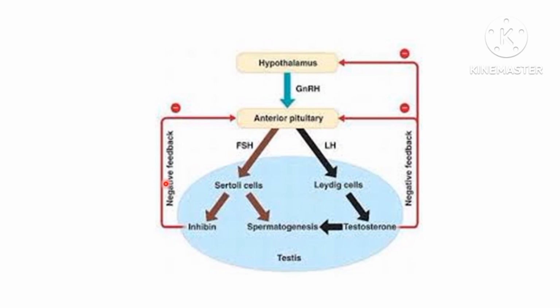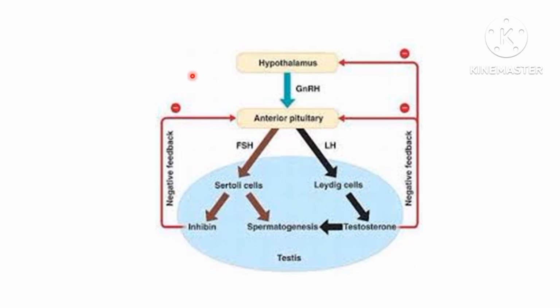If sperm production is too low, the hypothalamus releases more GnRH, stimulating FSH and LH secretion, which increases testosterone and sperm production. If sperm count is too high, inhibin is released to suppress FSH production, reducing sperm formation. Similarly, a high level of testosterone inhibits GnRH and LH secretion, maintaining hormonal balance and preventing the overproduction of sperm.